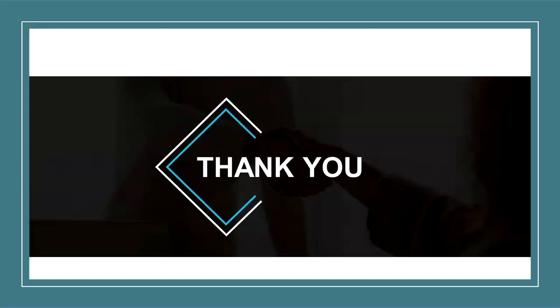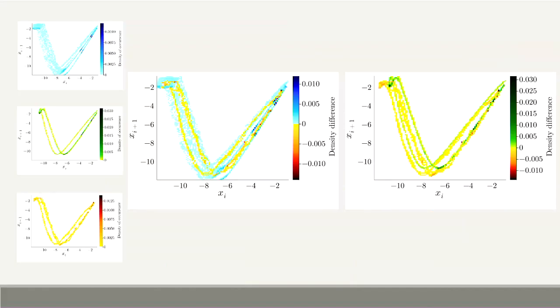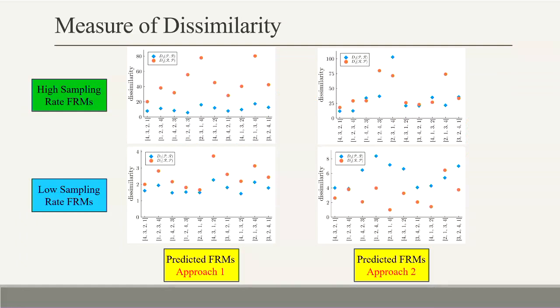Zahra, got any questions? Can you go back two or three slides, to where you're comparing the measure of dissimilarity? Looking at the top right plot, why is it that you've got some ordinal patterns that have a real difference between the reference and prediction distances, but at other points they are quite close, or their distances are quite similar? Can you tell me what that might be?